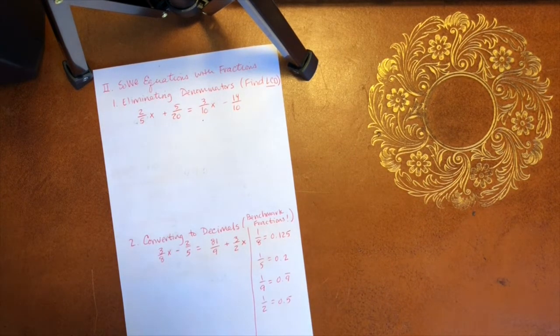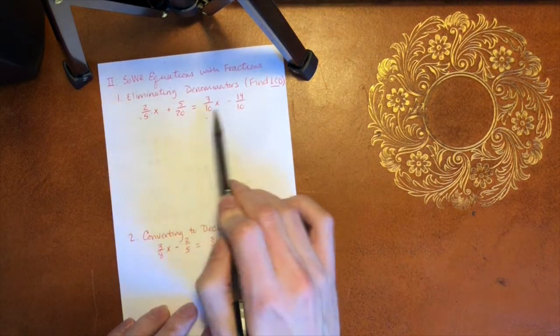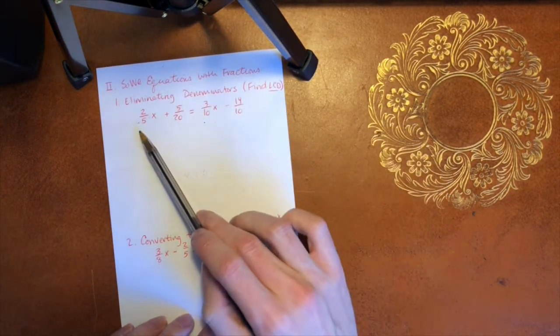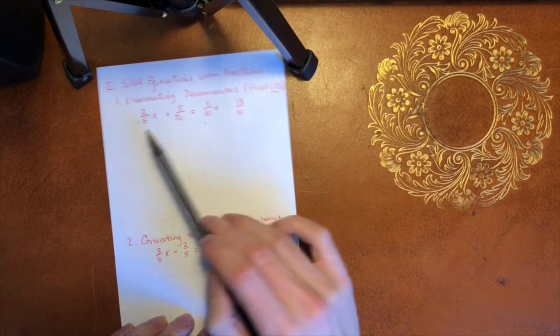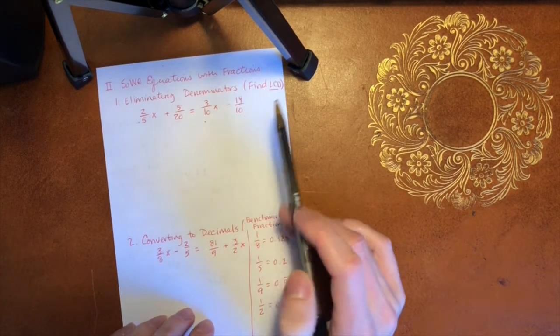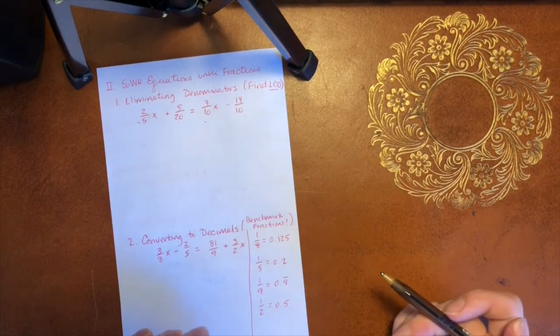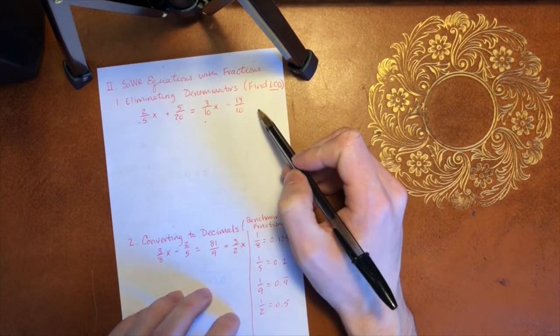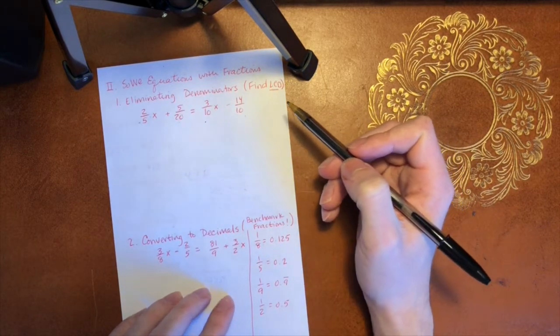I'm going to solve it now. So we notice that each of these has a fraction, and we can eliminate the denominators because the denominators are all relatives of each other. 5, 20, and 10, they all have something in common. That would be 5. So we wanted to find the LCD. That's pretty easy to do. The lowest common denominator, LCD, for this one would be 20.